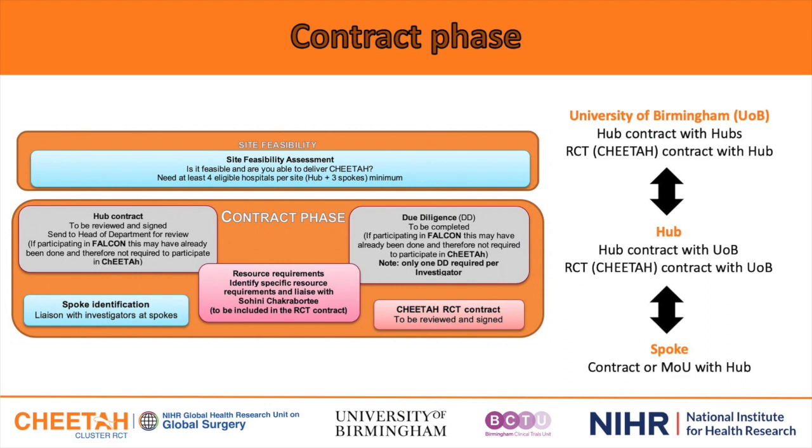The next step is contract negotiation. The diagram to the right-hand side of this slide highlights the overseeing institution. Essentially the University of Birmingham is the overseeing institution for the hubs and therefore contracts with the hub. The hubs are the overseeing institution for their spoke hospitals and therefore contract or establish a memorandum of understanding with each of their spokes.